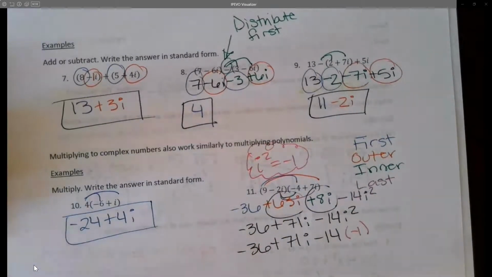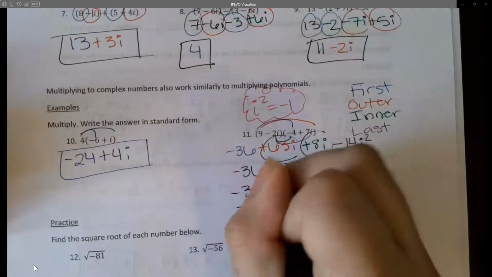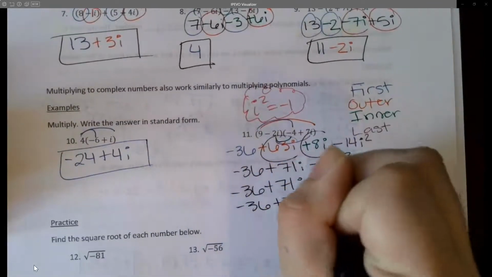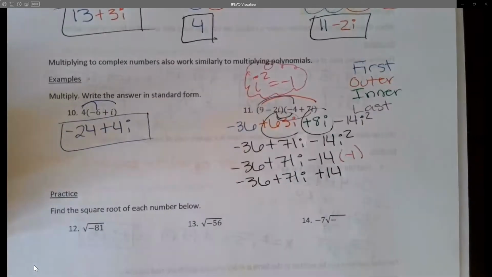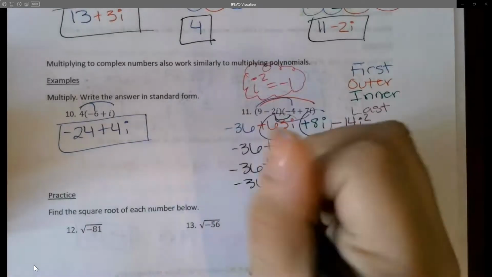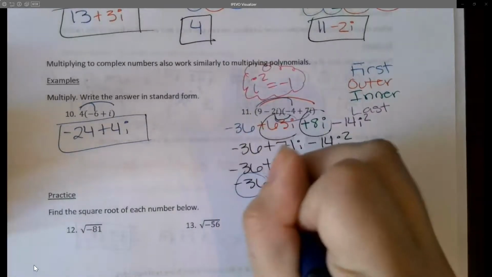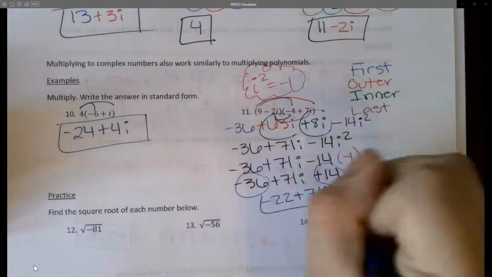Okay. Then I want to multiply that negative 14 by that negative 1, which gives me a positive 14. And now I can combine that back with the negative 36 at the front. So that'll give me negative 22, and that 71i just stays at the end.